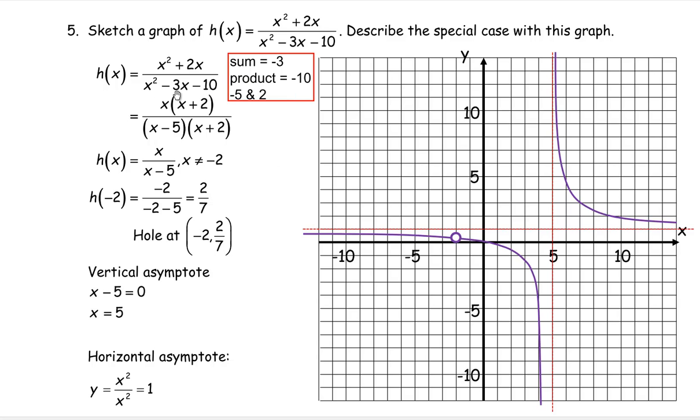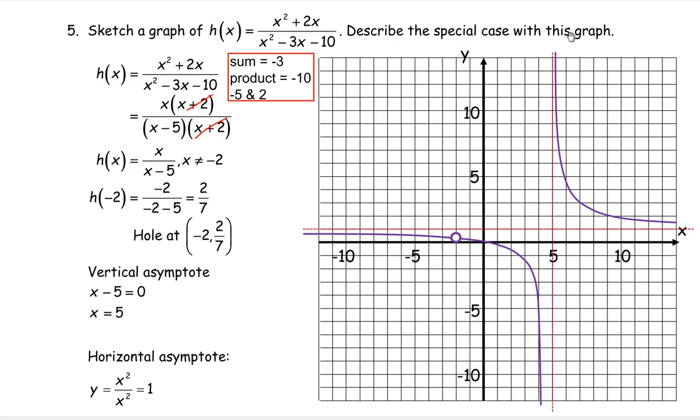If we look for two numbers with a sum of negative 3 and a product of negative 10, as this is saying, you can factor that. Those numbers would be negative 5 and 2. So this denominator will factor into x minus 5 and x plus 2. The numerator, the x squared plus 2x, will also factor. We can factor an x out of it. So x plus 2 is what it factors into. And then these x plus 2's divide out. So this function actually simplifies to x over x minus 5.